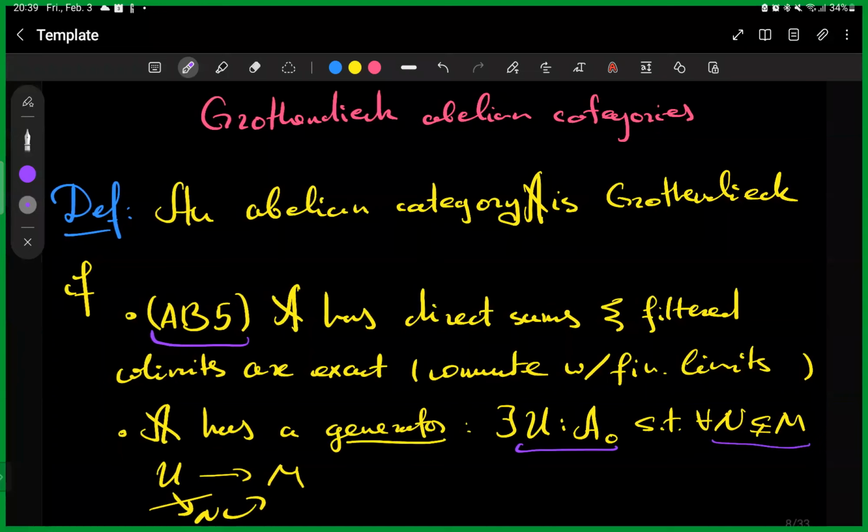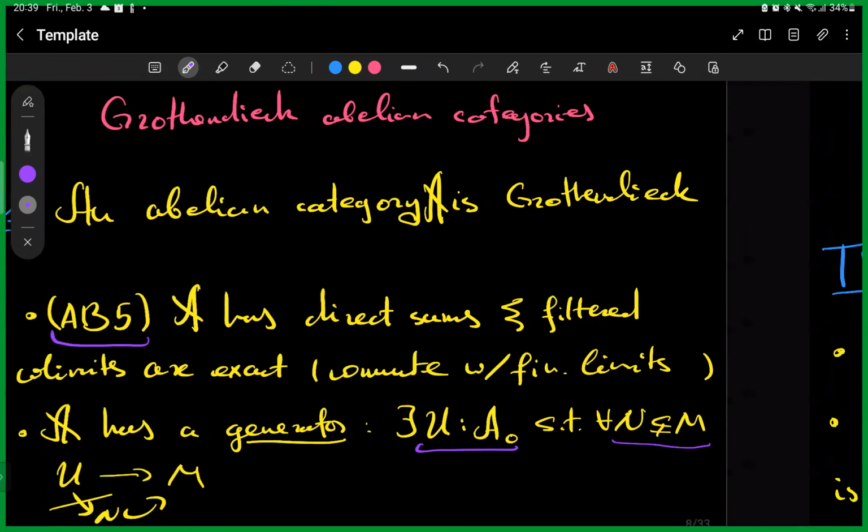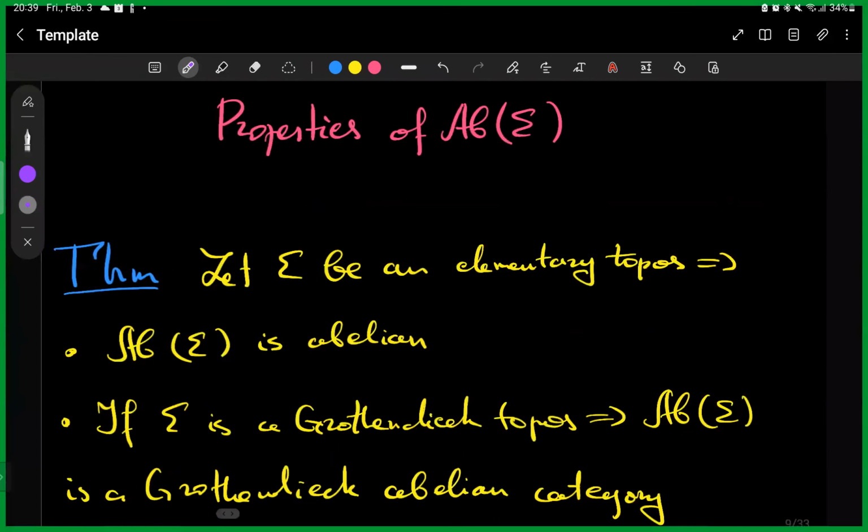Okay, so we have these two conditions which ensure that our abelian category is nice. And we have the following theorem. So if E is an elementary topos, then the category of abelian group objects in E is an abelian category. And if E is a Grothendieck topos, then this category is a Grothendieck abelian category.